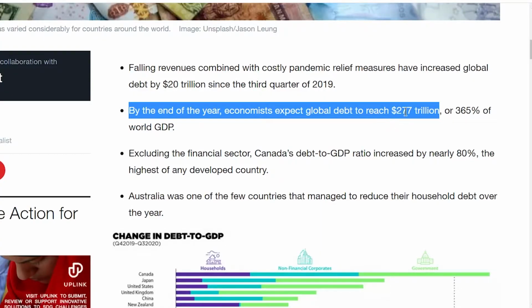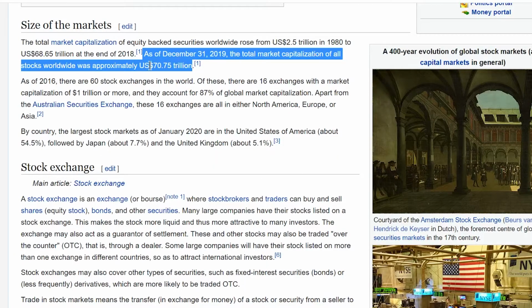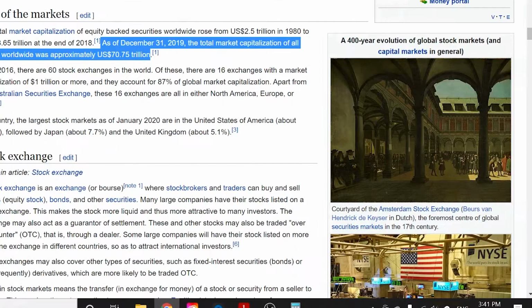let me show you the size of the debt market. The debt market is $277 trillion. It's 3 times the size of the equity market, which is $70 trillion. Also at the end of December 2019.